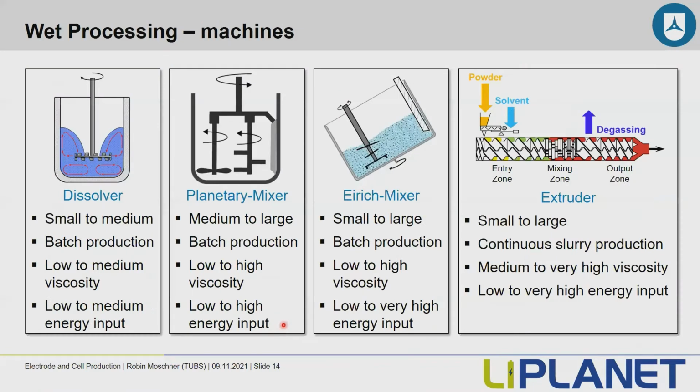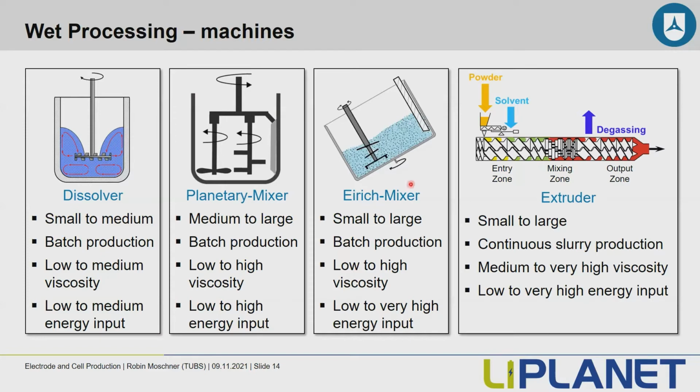Again, there are multiple different devices to do the wet mixing. Just want to show you a selection here. So we can use a dissolver, for example, on a small to medium scale, which is a batch production device and can handle low to medium viscosity. The energy input is on a low to medium level. The planetary mixer is a bit larger, on a medium to large scale, also batch production, can handle a bit higher viscosity slurries, and has a low to high energy input.